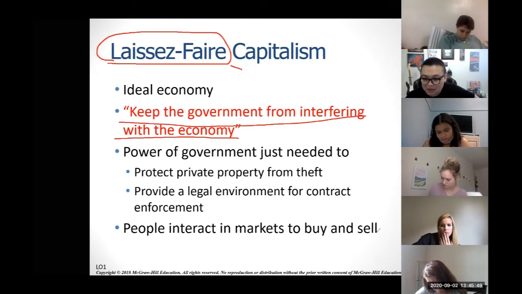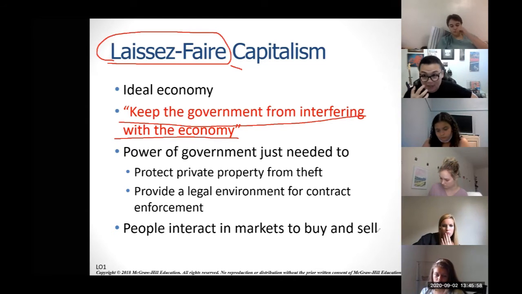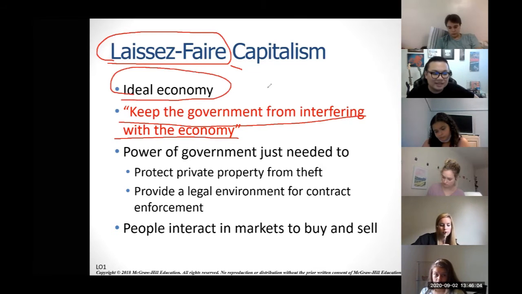The government cannot control anything. They cannot control the price. They cannot control the tax. They cannot control the barriers to entering the market. So laissez-faire is the ideal economy. The government has zero control.